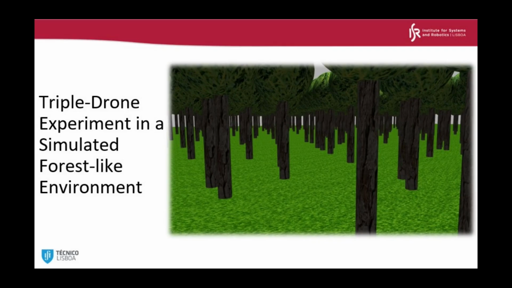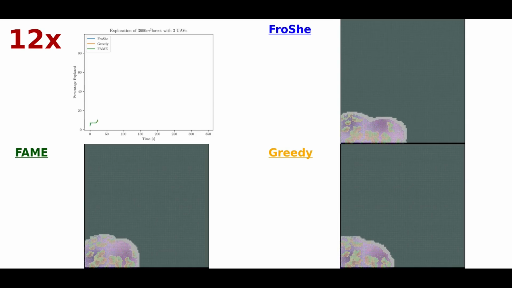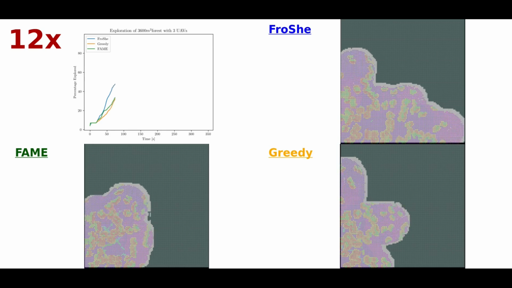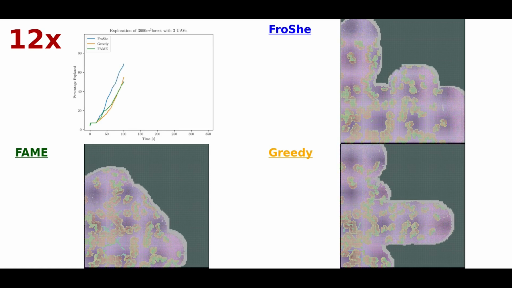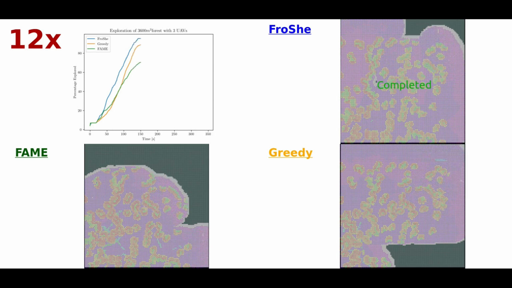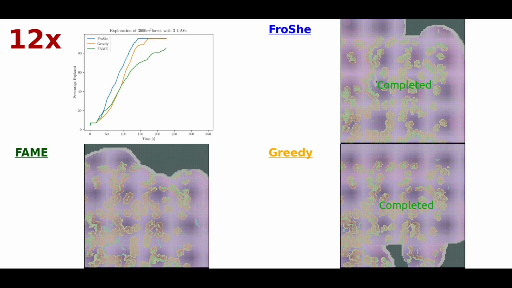An in-depth simulation analysis was conducted in cluttered and uncluttered environments with varying agents and environment areas. Here we compare a 3 UAV team exploring a 3,600 meter squared forest area using FroShe, Greedy, and FAME algorithms. As evident from the simulation snippet with 3 agents, FroShe outperformed its peers.